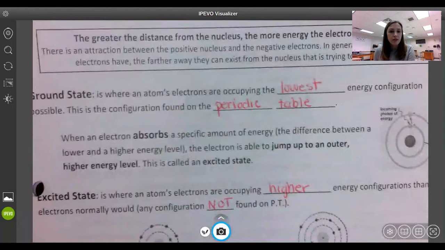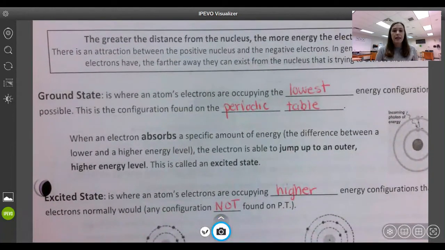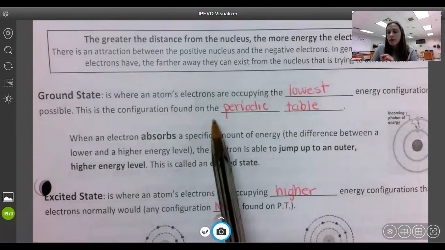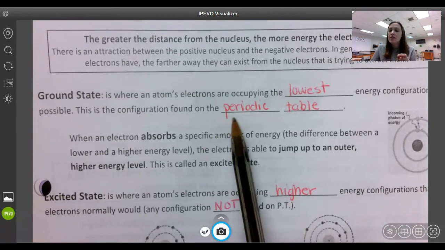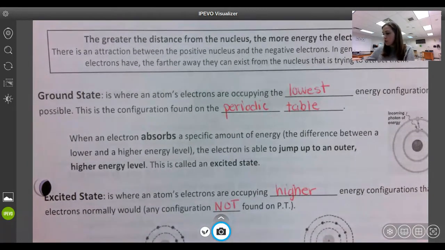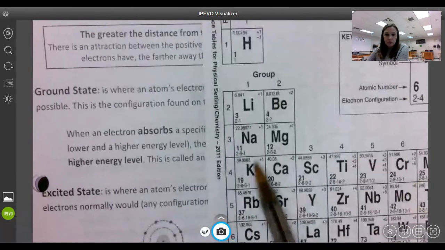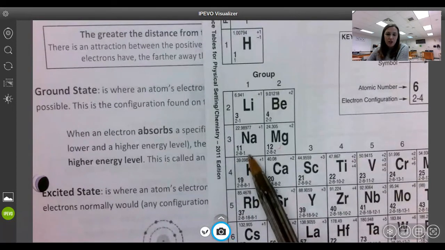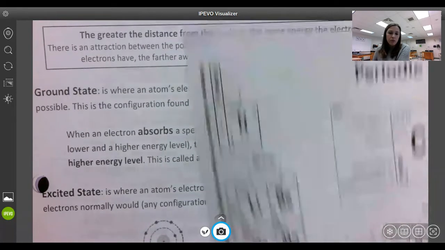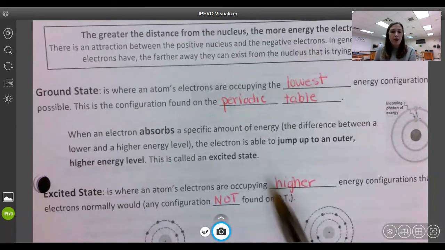So with our ground state, this is where the electrons in an atom are occupying the lowest energy configuration possible. So basically they're filling up the first and they're filling up the second. The third energy level gets a little bit trickier that we'll talk about later on. But it's the idea that they're in that lowest configuration possible. This is the one configuration that's found on the periodic table. So if it's the configuration that you see on that periodic table, then you know it's the ground state. So for sodium, if I have 2-8-1, that's its ground configuration. Anything else for sodium is going to most likely be an excited state if we're talking about an atom.